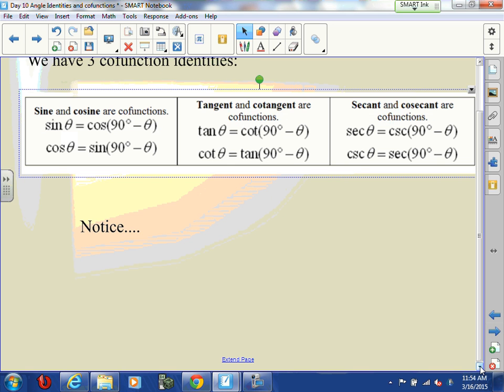So let's get some examples down so you guys know what you're going to do with this stuff. Do you have these copied yet? Yes. Almost.